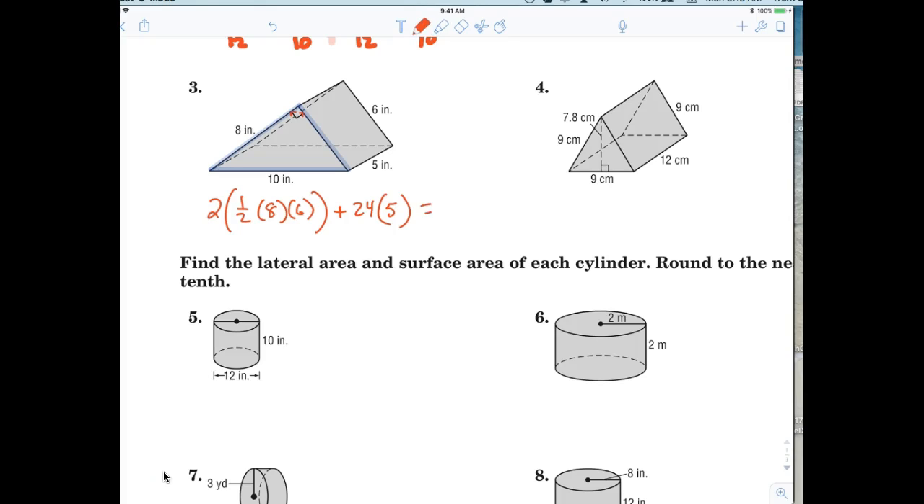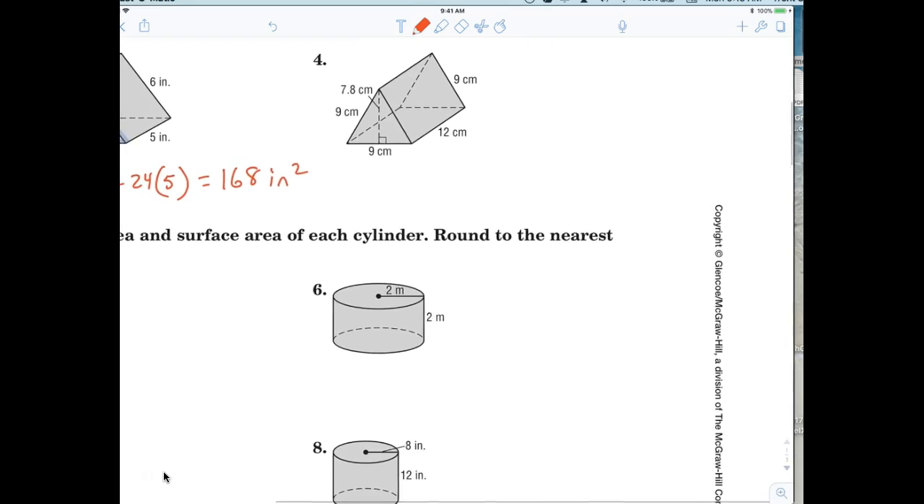168. I'm agreeing. 168 square inches. 168 square inches. All right. So question number 4. Now that you're more familiar, the surface area, 2 times the area of the base.